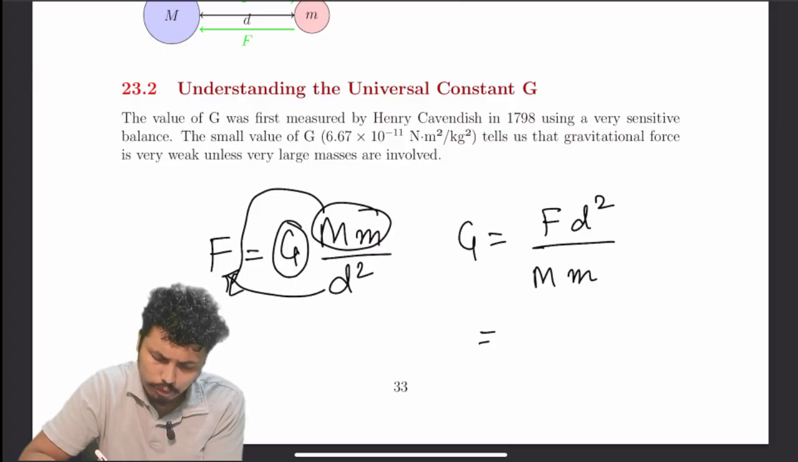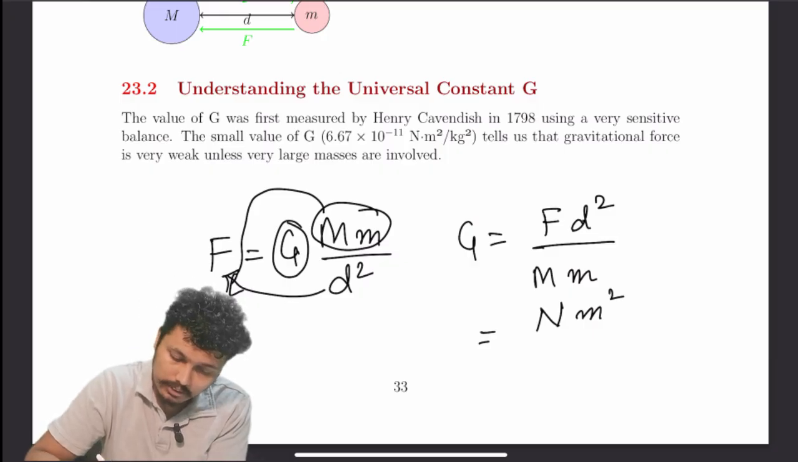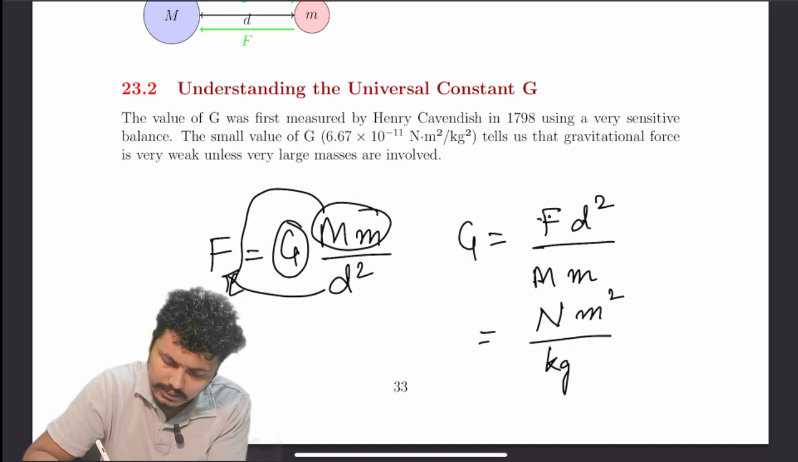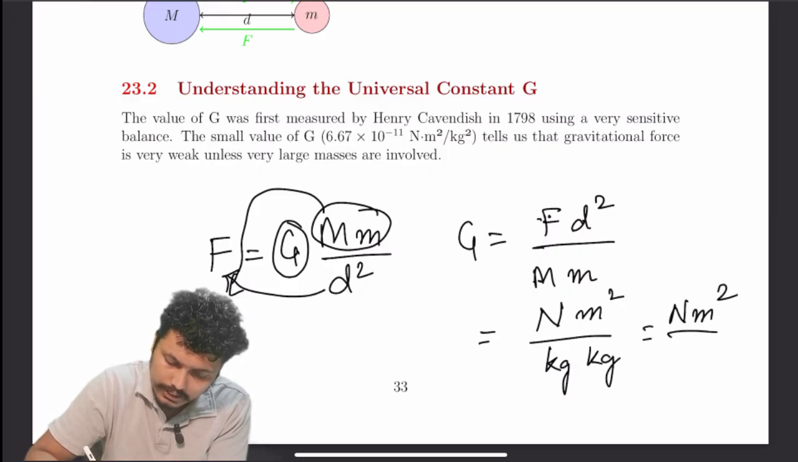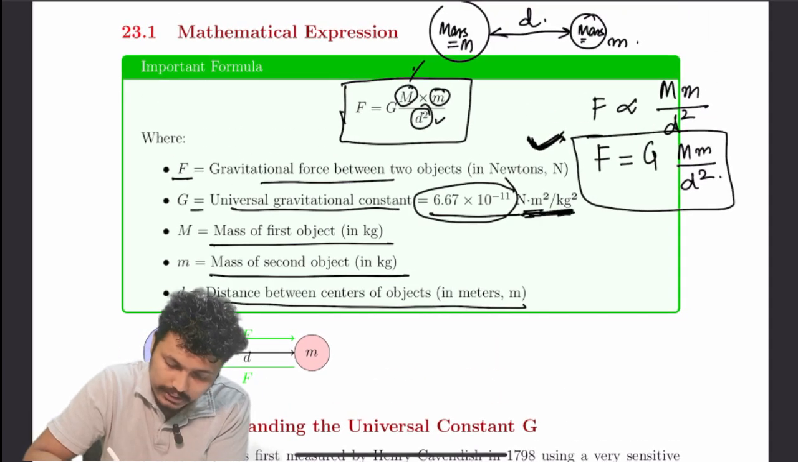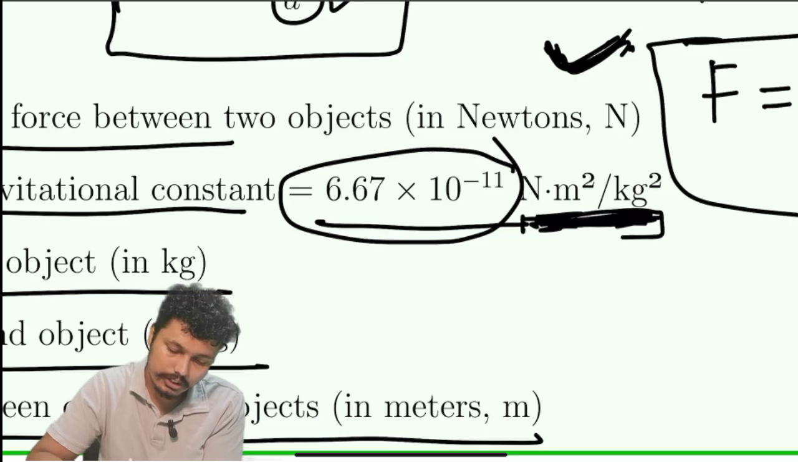So force is Newton. d square, d is meter, right? Newton meter square. d is distance, so distance is meter square. Force is Newton, divided by mass, M is kg, another m also kg. So can I write Newton meter square divided by kg square? Sir, I got the answer, Newton meter square per kg square.